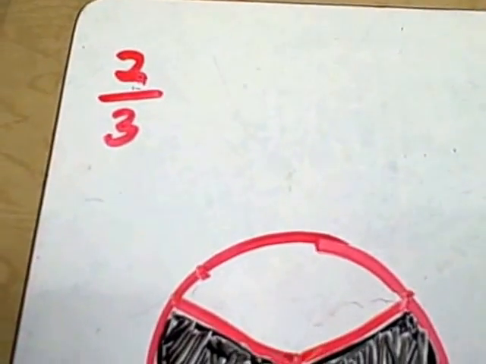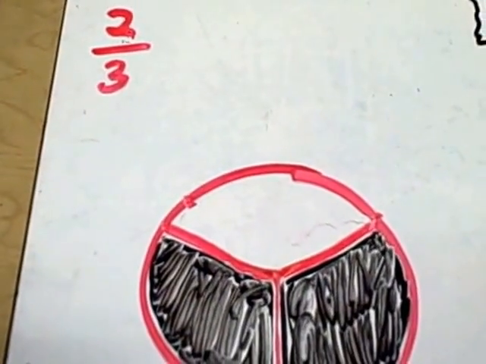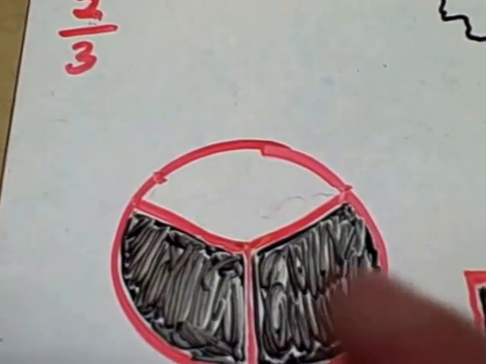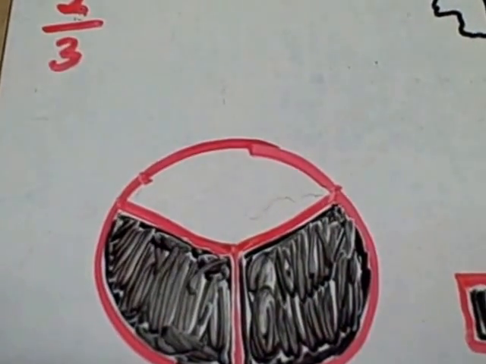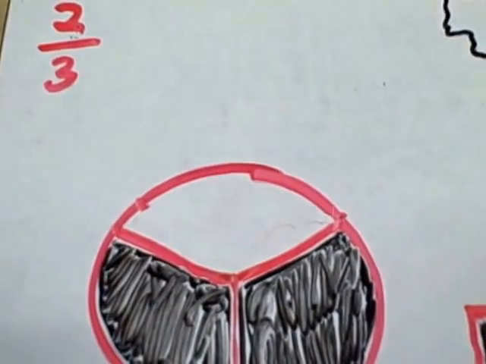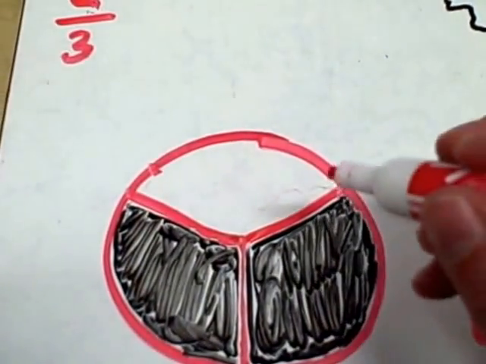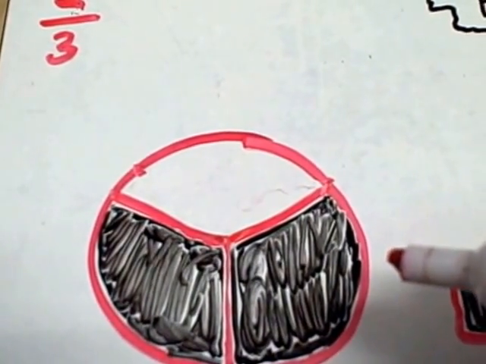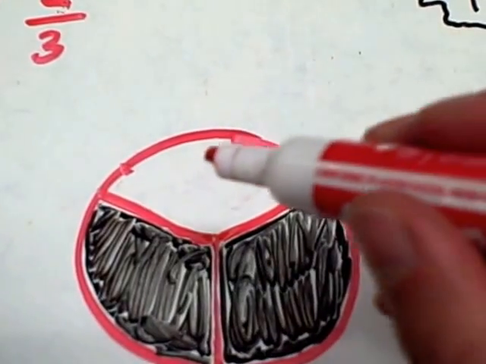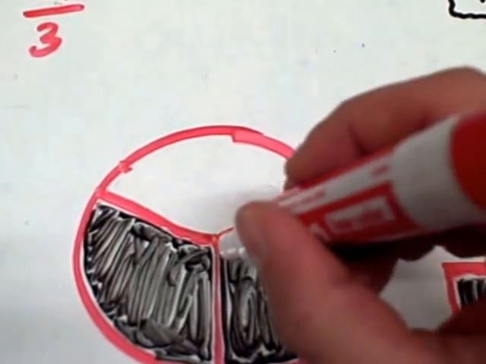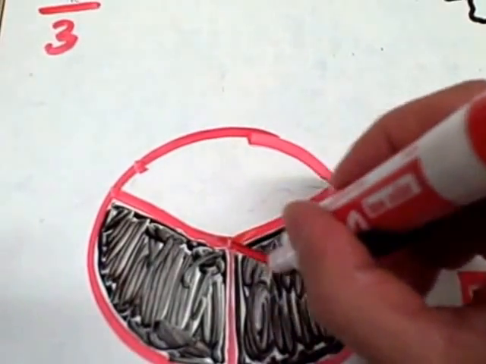And what we're going to do is take that 2/3 and change the numerator and denominator, and we're also going to change what the model looks like. So first things first, how do we make 2/3 different but still the same? I'm going to increase the amount of parts in each of my wholes by putting a line in between each part.